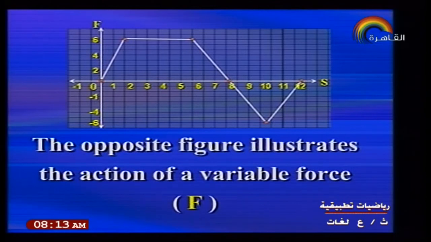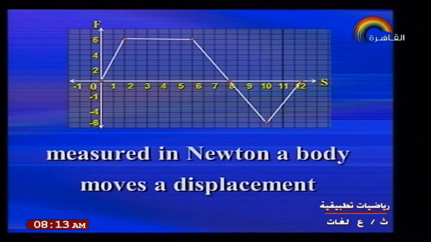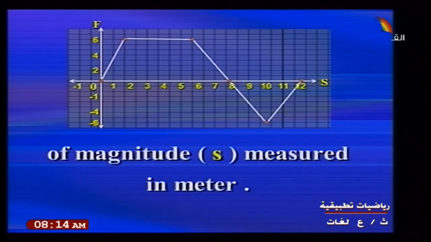When s equals 6, then the force equals also 6. When s equals 8, the force equals 0. When s equals 10, the force equals negative 6. When s equals 12, then the force equals 0. The opposite figure illustrates the action of a variable force F measured in Newton on a body that moves a displacement of magnitude s measured in meter.